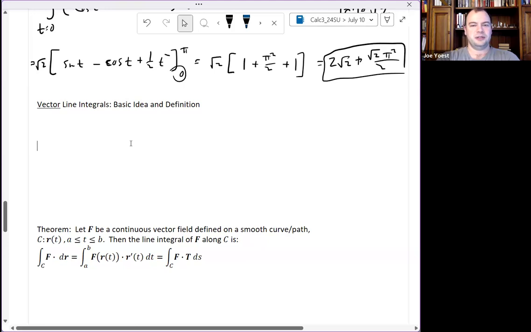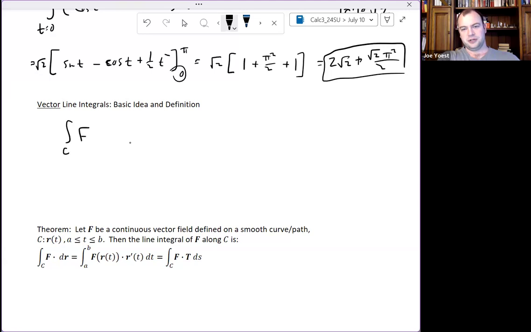Moving on to our next topic, I told you 16.2 was a pretty big section. So now we're moving into vector line integrals. What's the idea here? Well, the idea here is that I want to integrate over some closed curve, something like this. Maybe I'll put this in kind of quotes because the way I've written it here isn't quite right. This is the idea that I want to do, right?